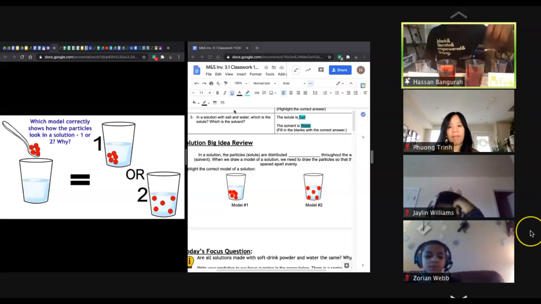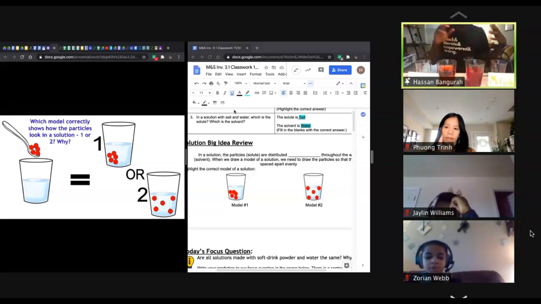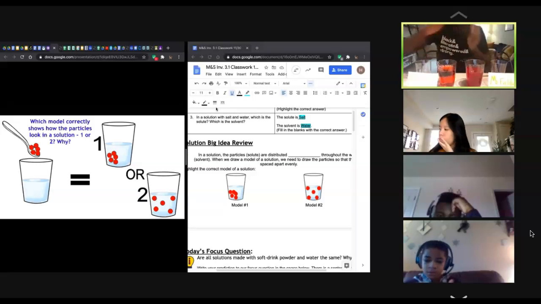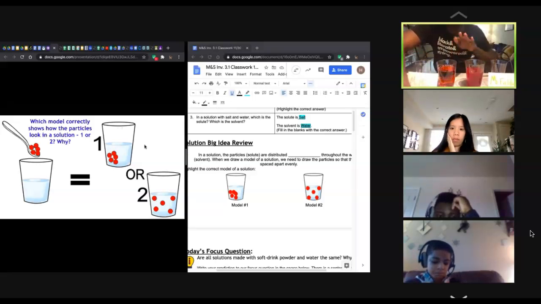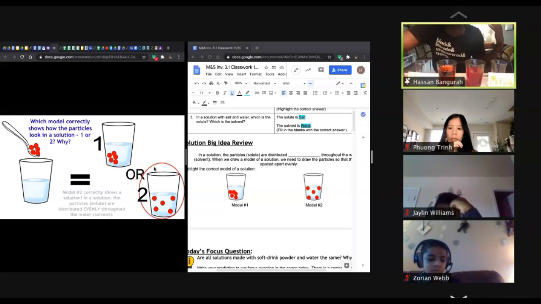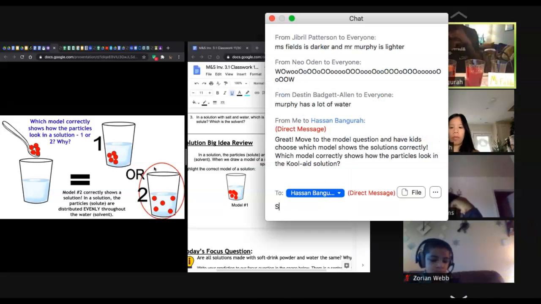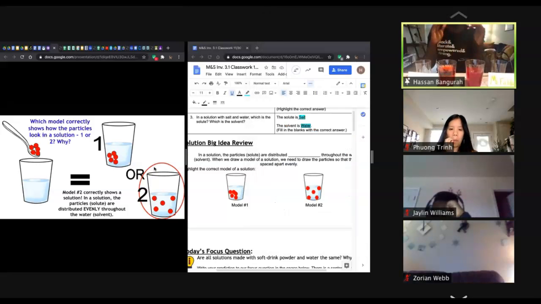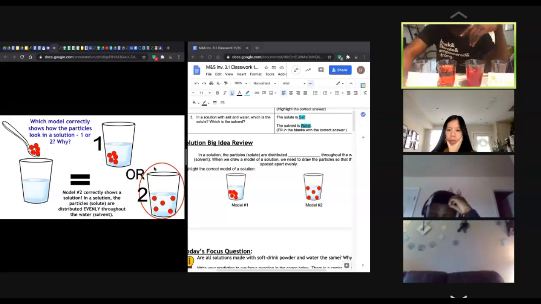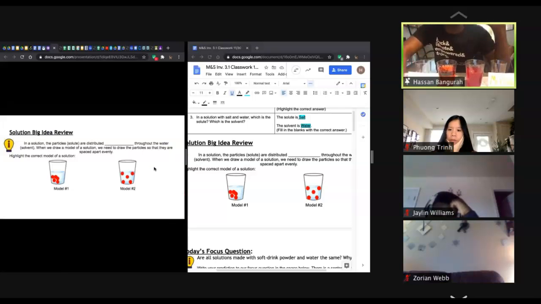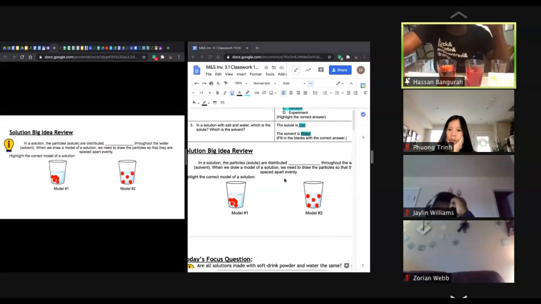And so in number 1, you're seeing that it's just clumped in one space, and model number 2 is showing that it's spread out. Okay, so you were correct, Jalen, and we want to make sure that you have our key word. It's spread out evenly throughout our solution. Our particles are spread out evenly. That word is evenly.